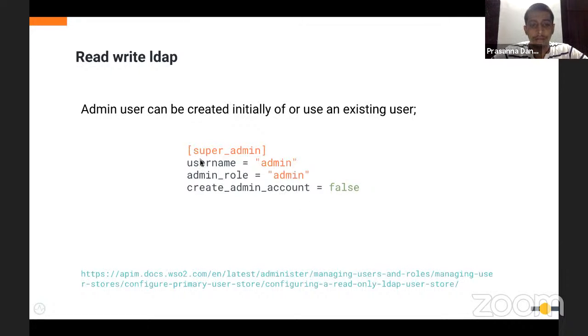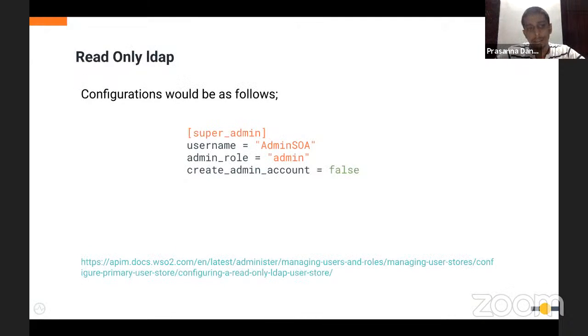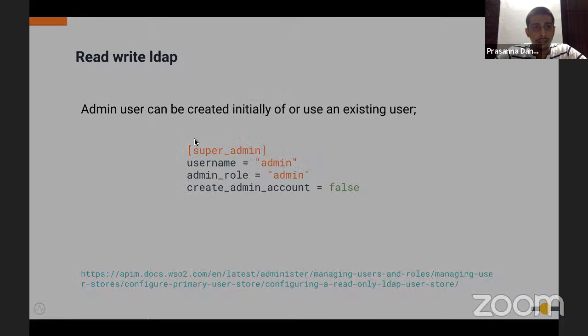So what you have to do is, the username that you are going to create in the read-write LDAP user store is admin, and the admin role is admin, and the create admin account parameter should be true. I'm sorry, it's false in the slide again, so I'll change it when I'm sharing the slide deck. And either you can use the configuration as it was in the read-only LDAP user store and use an LDAP user in the existing system, right? So let's move on to the next slide.